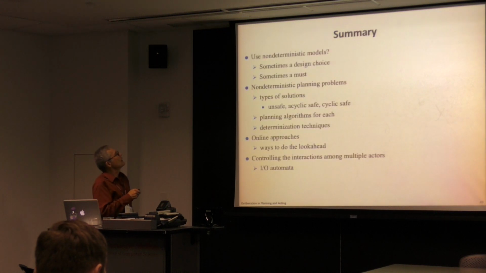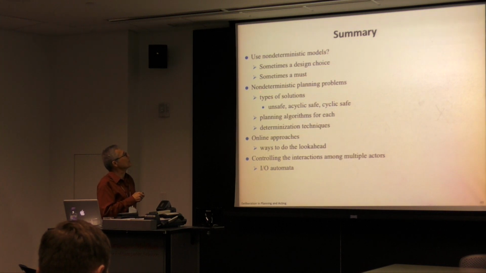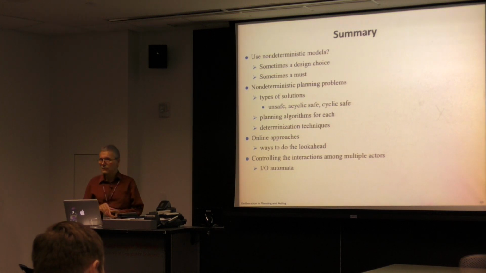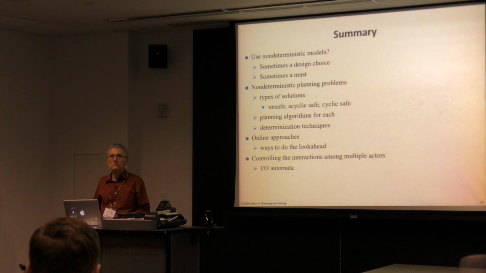So, summary. Using non-deterministic models sometimes is a design choice, sometimes it's a requirement. I talked about types of solutions for non-deterministic planning problems. A little bit about some planning algorithms for each. Spent a bit more time on determinization techniques. And a little bit on how to do the look ahead. And then finally how to control interactions among multiple actors. Is there any question about any of that? No? Okay.